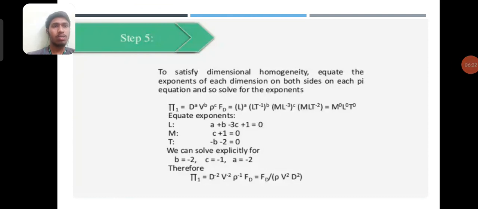To satisfy dimensional homogeneity, equate the exponents of each dimension on both sides of each pi equation and solve for the exponents. Here LHS equals RHS, where pi 1 equals d power a, v power b, rho power c, f of t. By solving the powers: L of a, (L T power minus 1) whole power b, (M L power minus 3) whole power c, M L T power minus 2, which equals M power 0, L power 0, T power 0, where the powers are equated to 0.